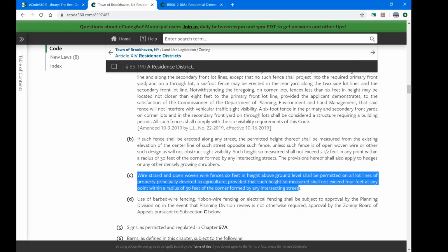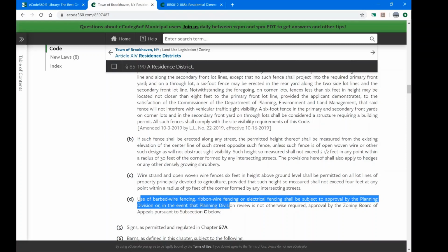And then barbed wire. Yes, you are allowed to have barbed wire and even electrical fencing, but you have to get approval by the planning department, planning division.